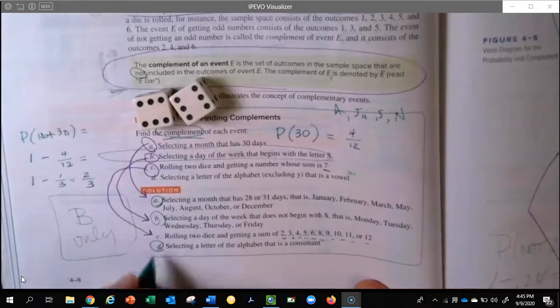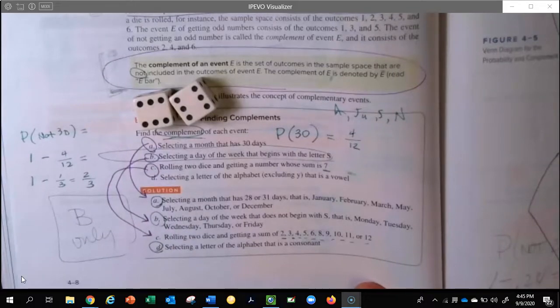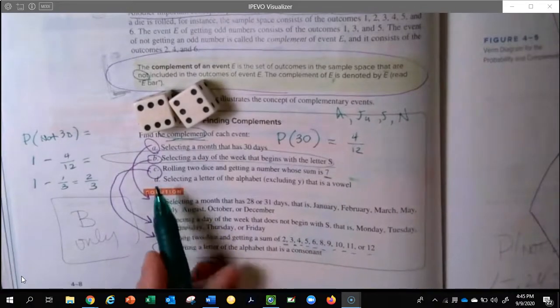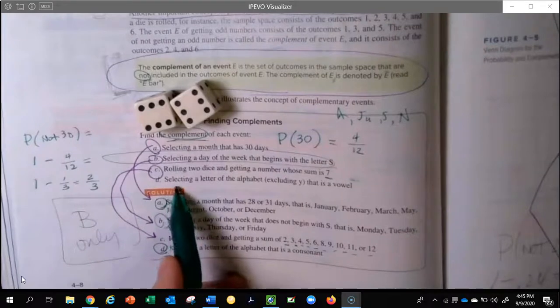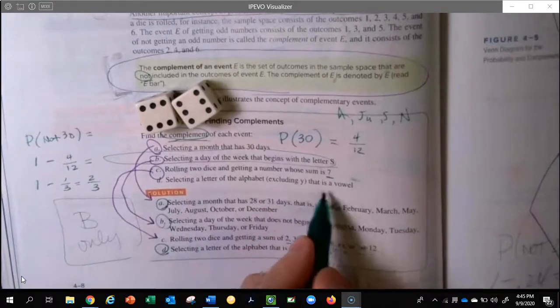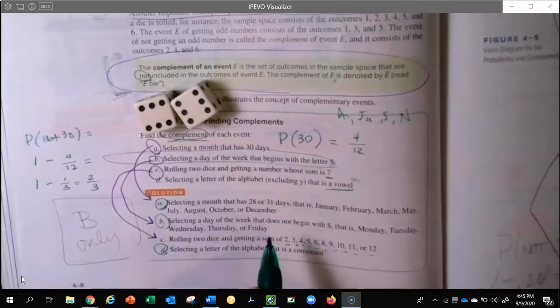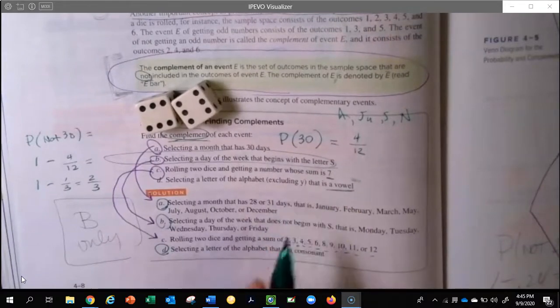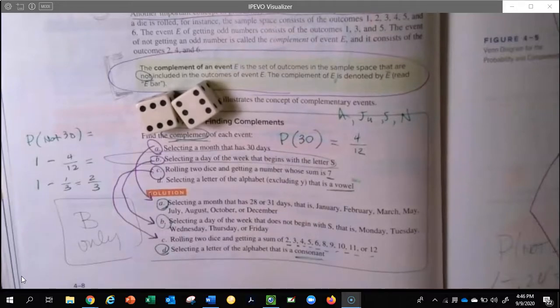And then, oh my gosh, we can all argue about this one. Select a number or a letter of the alphabet that is a consonant. And there aren't even any answers around on this one. Oh my gosh, I got to read the directions. I am rushing and I am so sorry. The question is, select a letter of the alphabet, excluding Y, that is a vowel. And we're going to select all of the ones that are not vowels, but we can include Y. And that will be all of the consonants, so everything except A, E, I, O, and U.